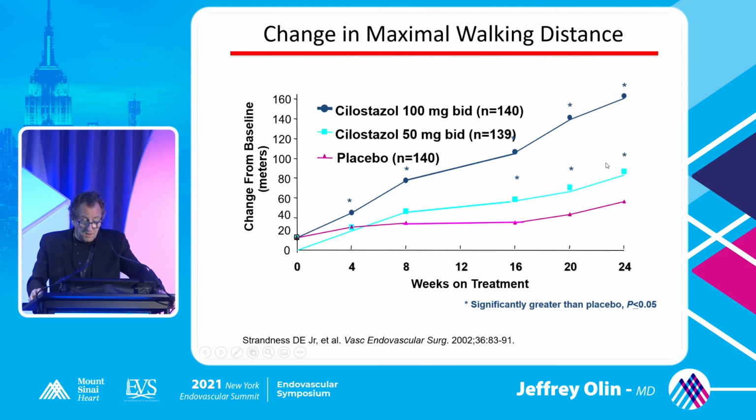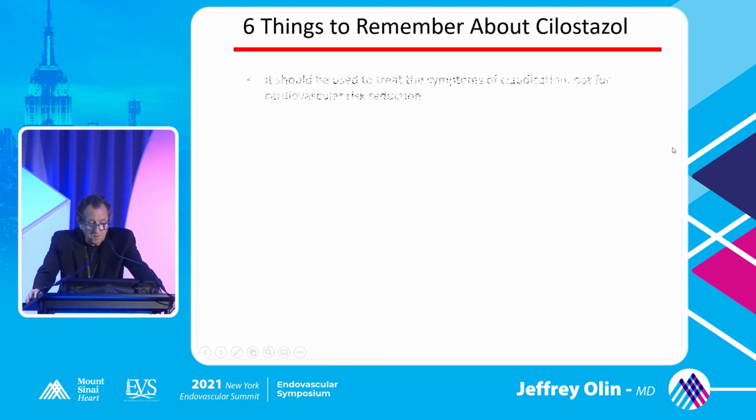Nobody knows the mechanism. This is one of 9 randomized prospective trials that have all shown the same thing, that at the dose you should use, 100 milligrams twice a day, patients get a significant increase in their ability to walk. But remember this, it takes time to get the maximum benefit, a minimum of 12 weeks. So if the patient stops it too early, they're not going to potentially derive a benefit from it.